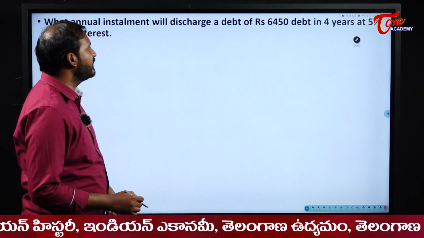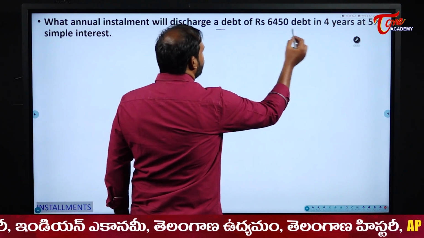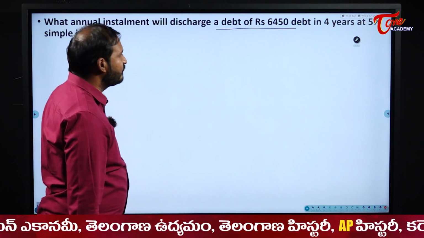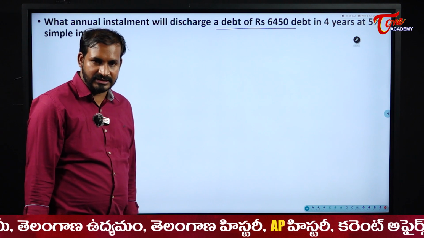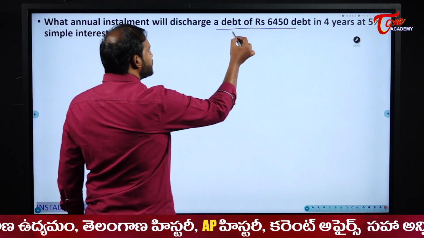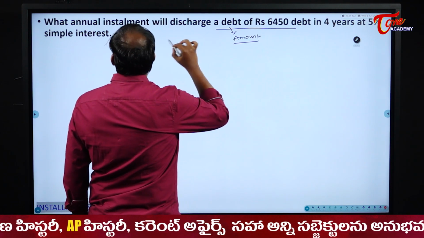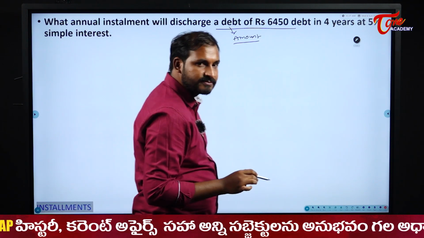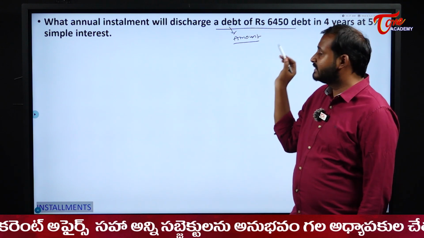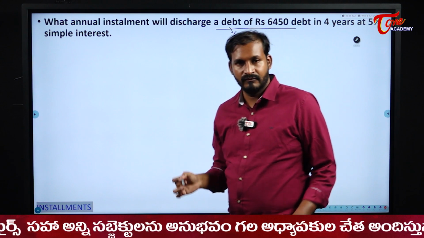What annual installment will discharge a debt of rupees 6450 in 4 years at 5% rate of interest? See here, debt means what? Just now I told you, amount. So now tell me, what annual installment will it discharge? We don't know. We will need to find that one.